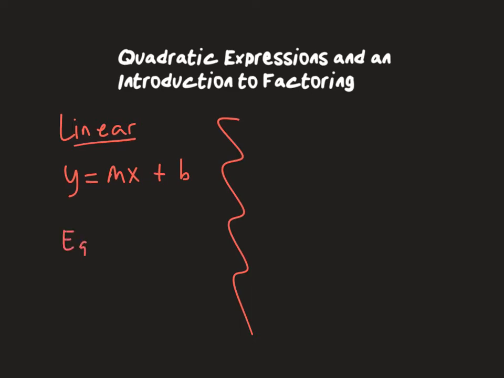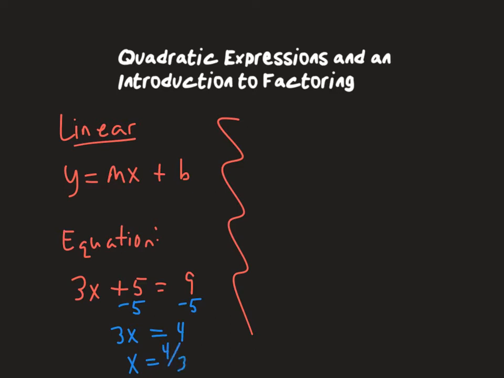And solving an equation is relatively simple because, for example, let's just say it's 3x plus 5 equals 9. If you're going to solve an equation, all we have to do is use inverse operations. Subtract 5 from both sides. 3x would equal 4. And then you can just divide both sides by 3, so x would be 4 over 3. So we can solve that with just addition, subtraction, multiplication, and division.